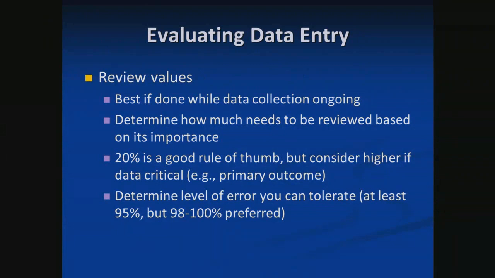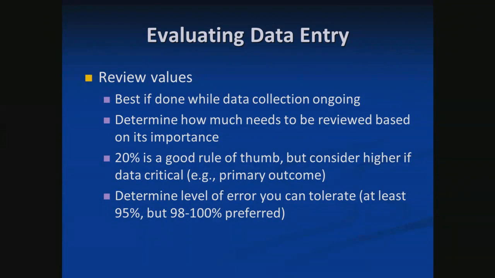So looking at about 20% of the values is a nice place to be, particularly if you have maybe less than 200 records, because each record is of importance. But if you've got something that's your primary outcome, you might want to review 100% of them just to be sure that they're in there right. So evaluate what you're looking at and how much possibility there is that there would be an error. And then determine how much error you can tolerate.